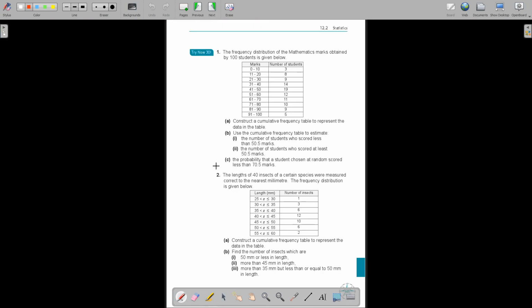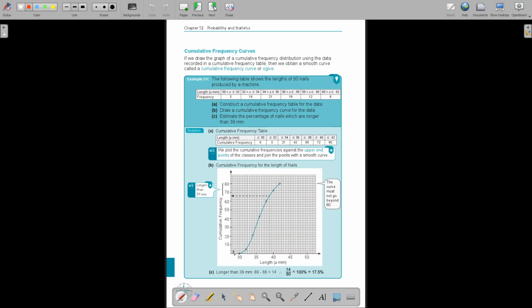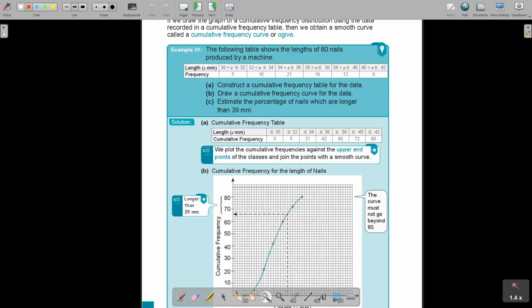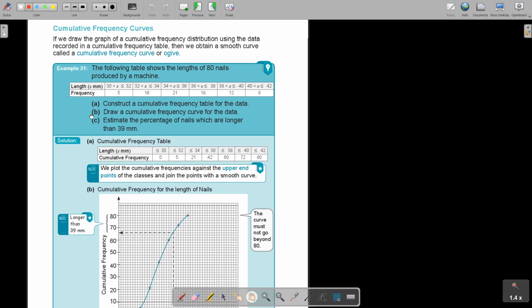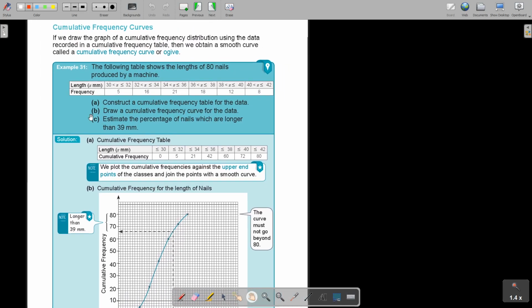This is all I want you to know first. You can look at the rest of the example. I want to focus on cumulative frequency curves, how to draw them. It's very important that you first create a cumulative frequency table. I start with the start, and then I just take the end values.